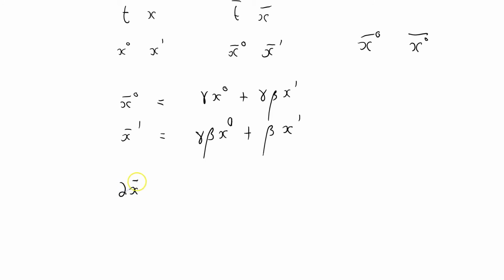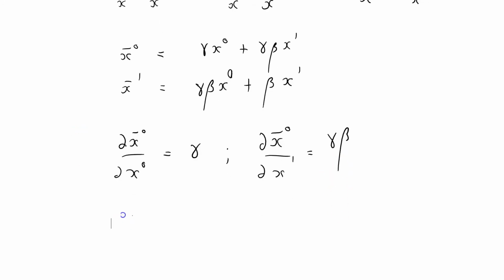Now I can start to do this. Partial x bar 0 by partial x0 equals, well, it's this term here, gamma. And what else have I got? Partial x bar 0 by partial x1 equals gamma beta. And now I've got partial x bar 1 by partial x0 equals this term here, gamma beta. And partial x bar 1 by partial x1 equals gamma.